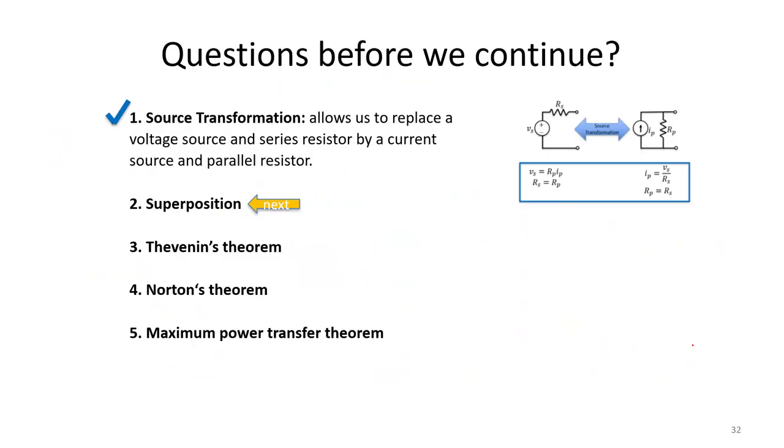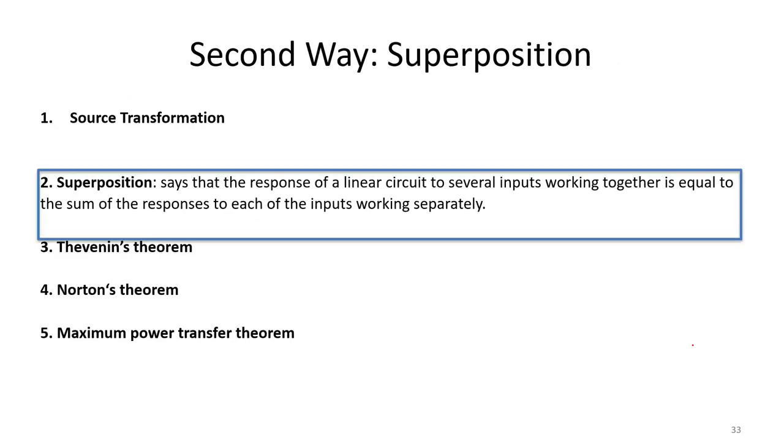All right, so that concludes our discussion of source transformation. Notice it can be incredibly helpful to replace a voltage source and series resistor with a current source and parallel resistor. And notice we can also go in the reverse direction as well. Let's move on to superposition.